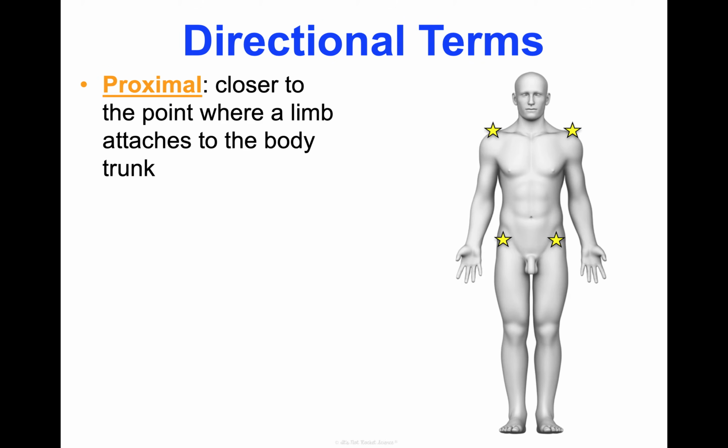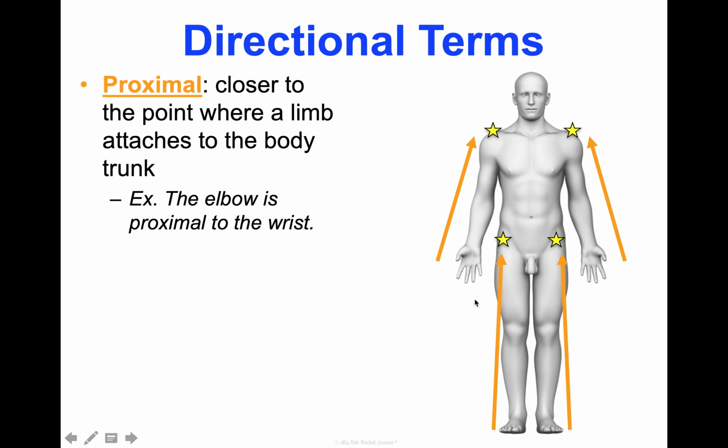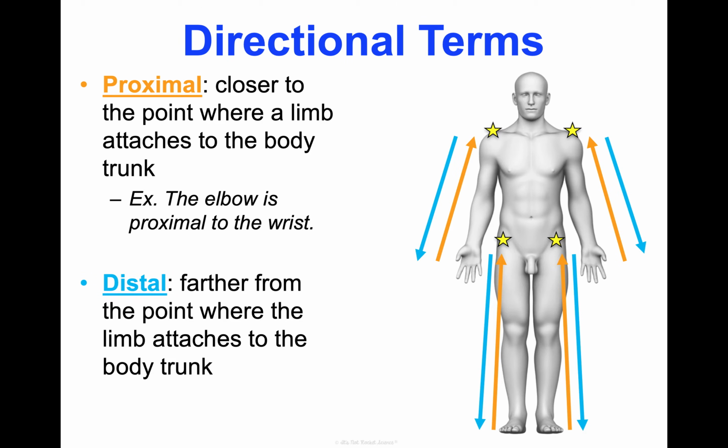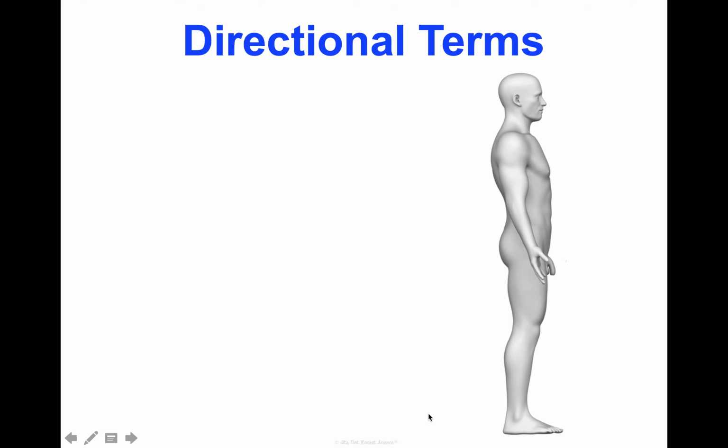All right, proximal means closer to the point where a limb attaches to the body trunk. So that's what these stars are showing, where your limbs attach to the body trunk. And so proximal would be towards those points. So your elbow is proximal to the wrist. It's closer to the attachment point than the wrist is. Whereas distal means farther from the point where the limb attaches to the body trunk. So moving away from there. So the toes are distal to the knee. They're further from the attachment point.